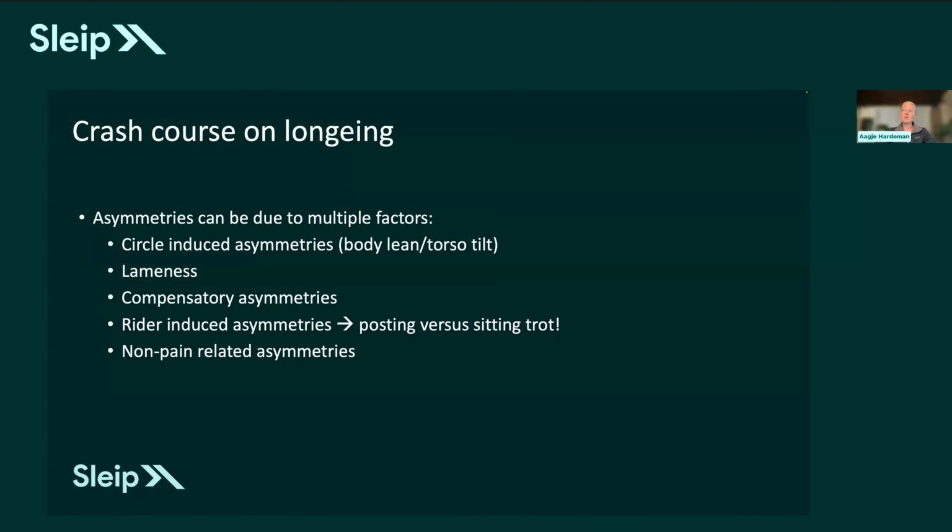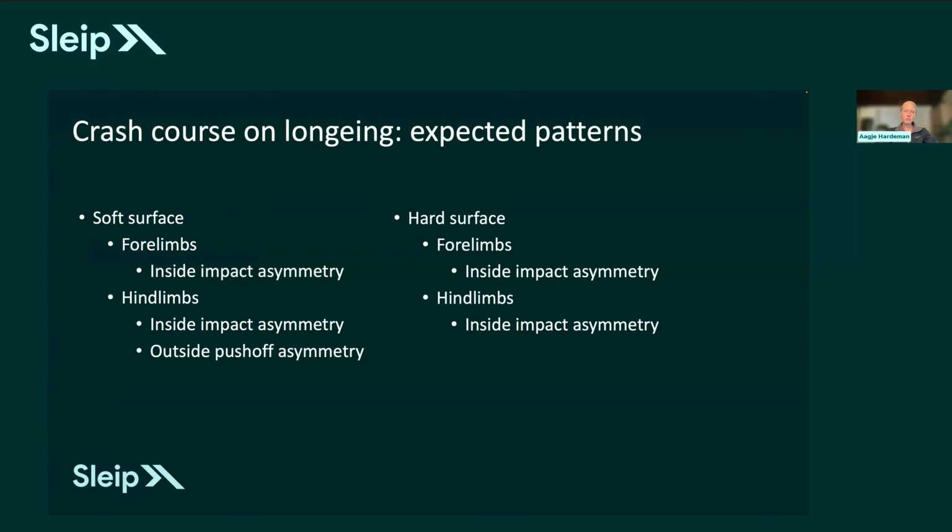And these asymmetries can cancel each other out, but they can also be added up. And that's why it's very important that you have a lot of knowledge about all the different patterns, but also about what's happening on the lunge, what the rider is doing, and what could cause asymmetries other than pain or weight-bearing lameness.